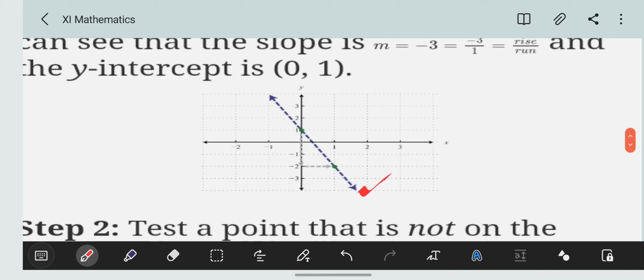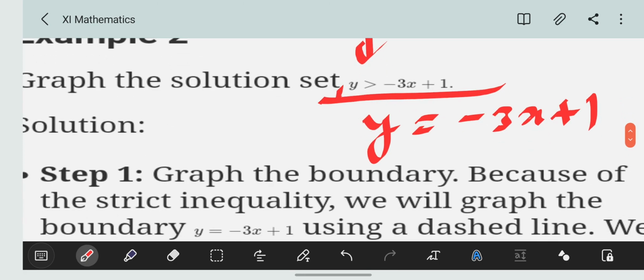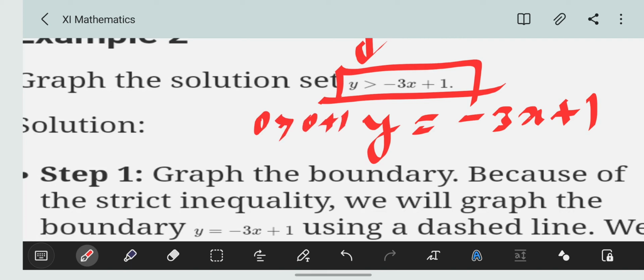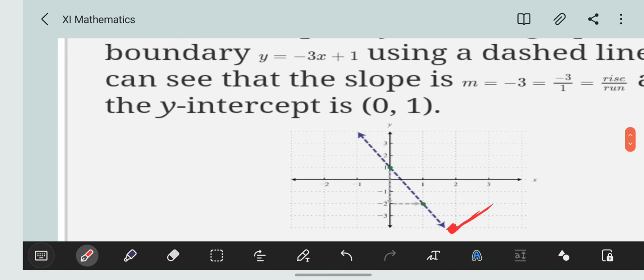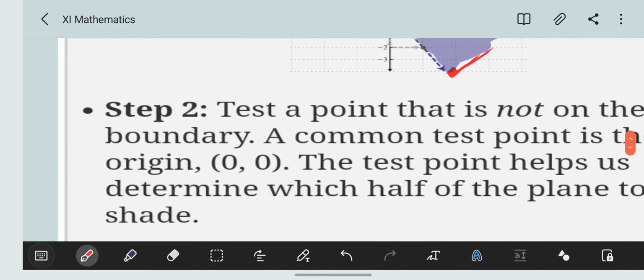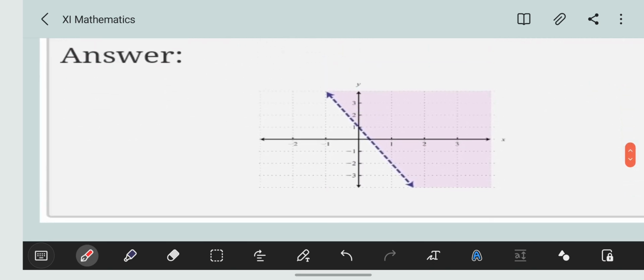You see this dotted or dashed line. If I place 0, 0 in this given inequality, 0 is more than 0 plus 1, that is 0 is more than 1, which is not possible. That means the shaded part will be above the given line, not below it. This is the shaded part. So the test points are like this: 0 is not more than 1. So in that case, the shaded region is this one.